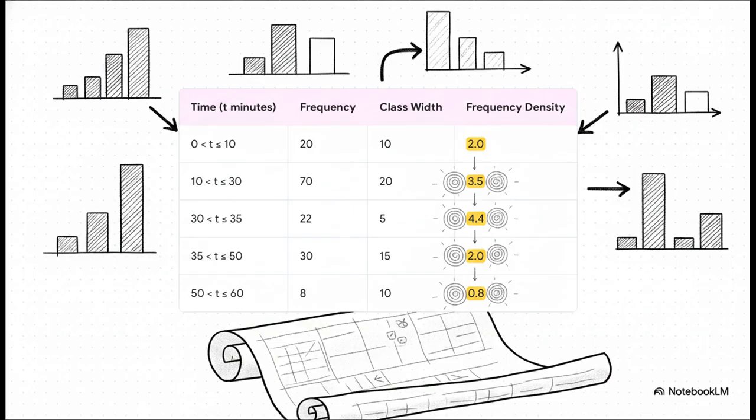So let's put that formula to work. For that first row, we've got a frequency of 20 and a class width of 10. So 20 divided by 10, that gives us a frequency density of 2. Simple. And we just do that all the way down the table. Adding these extra columns and showing this work, that's exactly what an examiner wants to see. It's your first mark in the bag, right there.